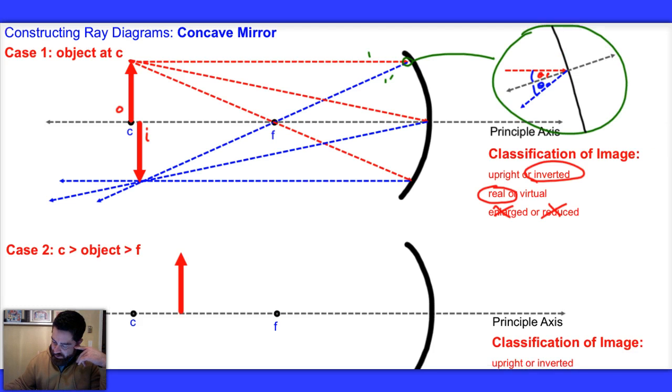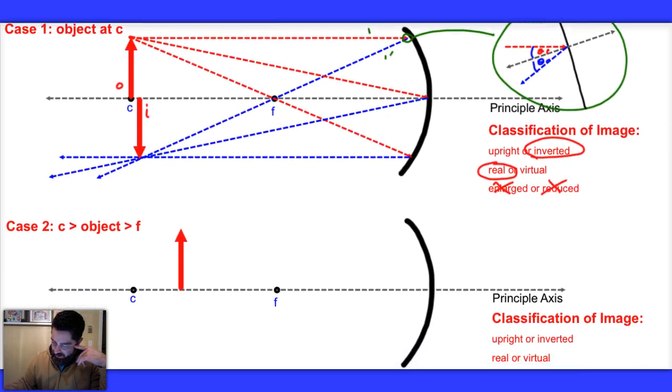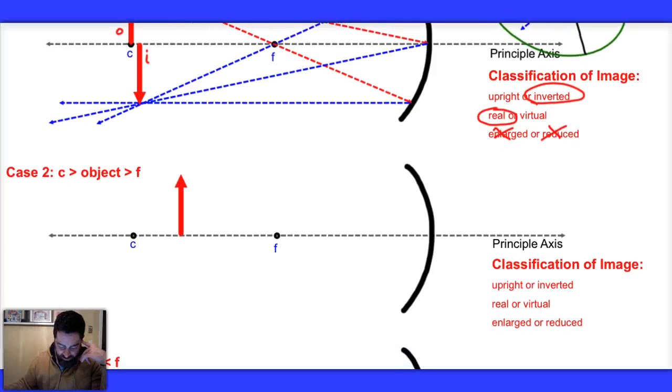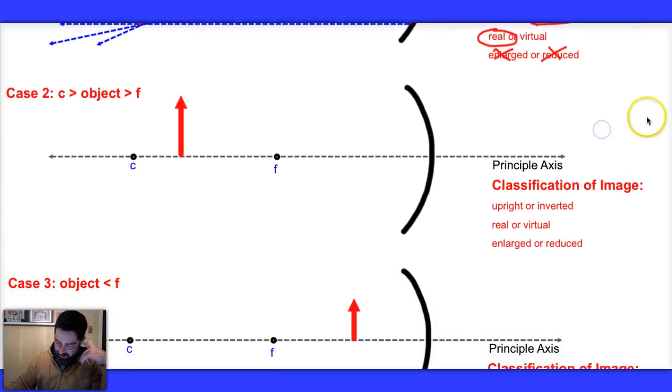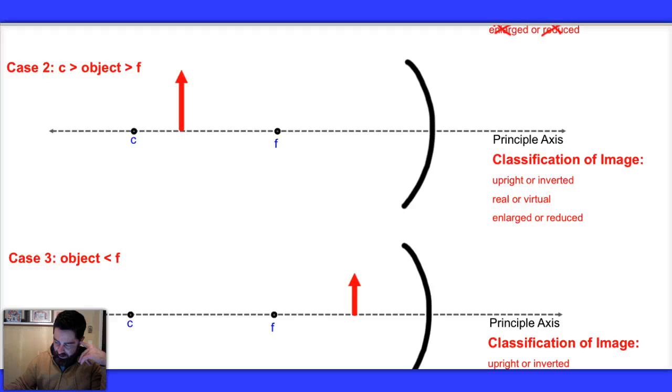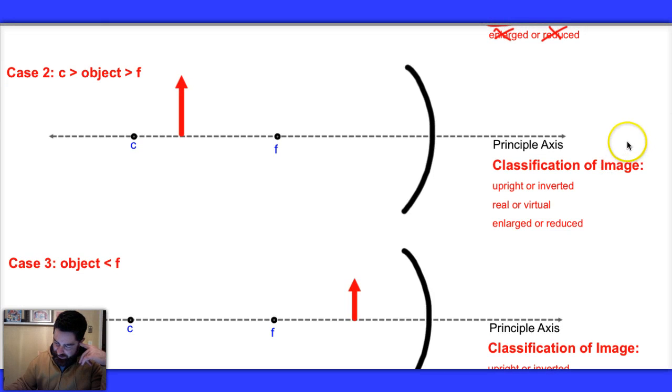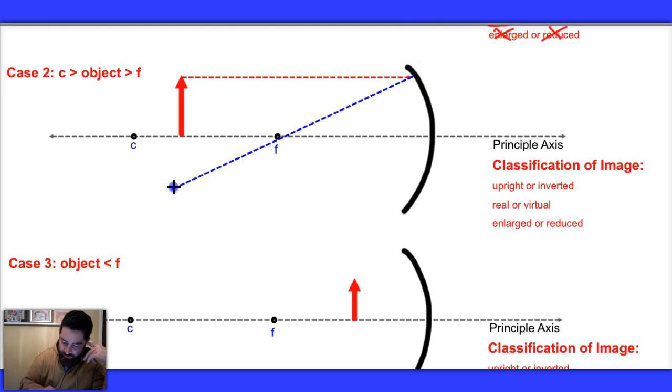All right, so let's go ahead and move down to some of the other instances. The second one that we'll look at is case number 2. This is where an object is between C and F. We'll draw, again, our principal rays. We'll start with the ray that's parallel to the principal axis, strikes the mirror, and reflects through the focal point.